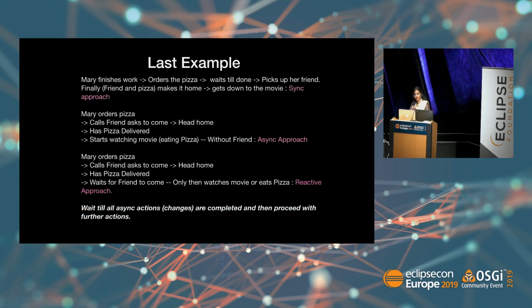So, a last example. Mary finishes work, she orders a pizza, she waits till it is done, picks up her friend, and finally pizza and friend together, they go home and sit and eat pizza and watch a movie. That is the synchronous approach. While the asynchronous approach is: Mary orders pizza, she calls her friend and asks her to come, she simply heads home and her pizza gets delivered, she starts eating pizza without her friend. That is the async approach.